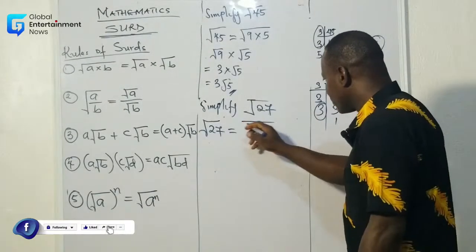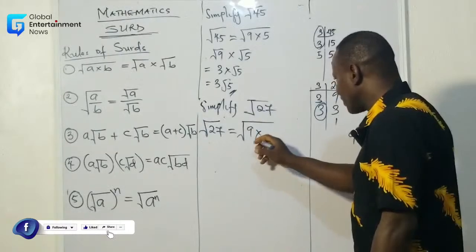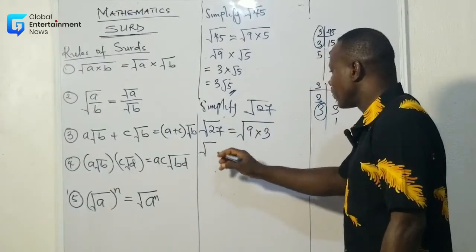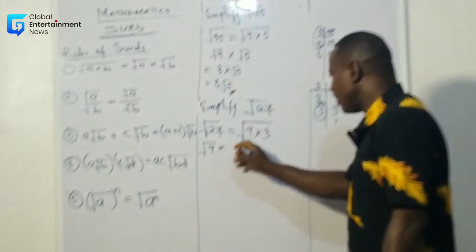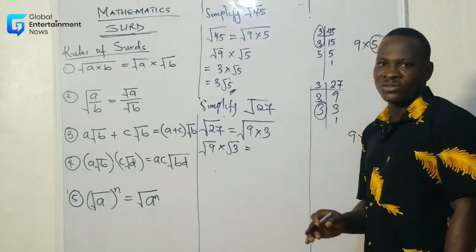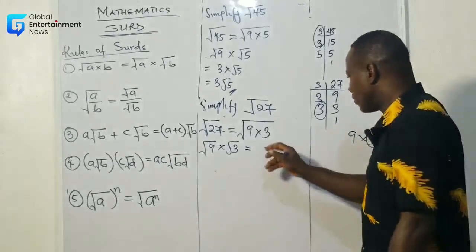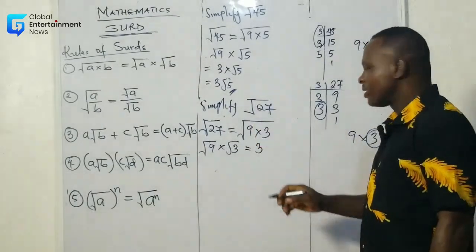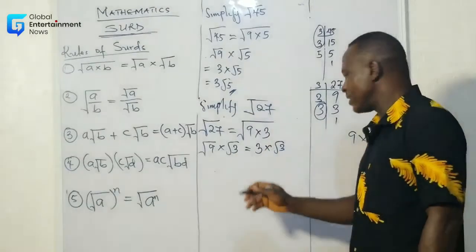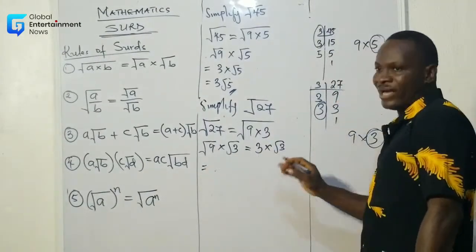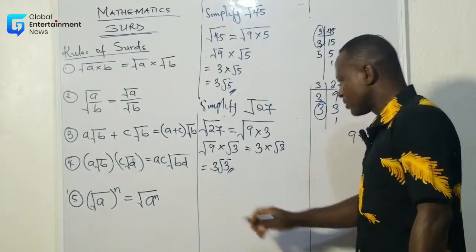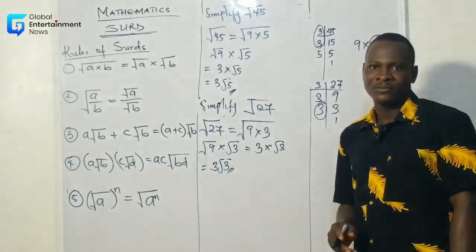So my result here will give me 9 times 3. And 9 times 3, according to the rule, is root 9 times root 3. Then looking at this now, what is root 9? Root 9 is 3, times root 3. Now, what do we have here? Let's multiply this. 3 times root 3 is going to give me 3 root 3. That is that one.